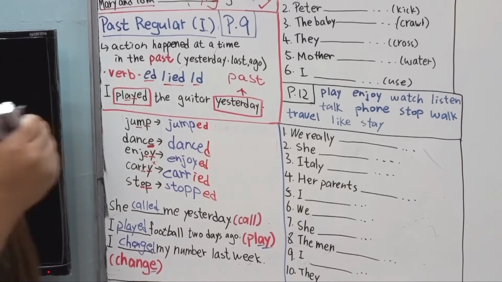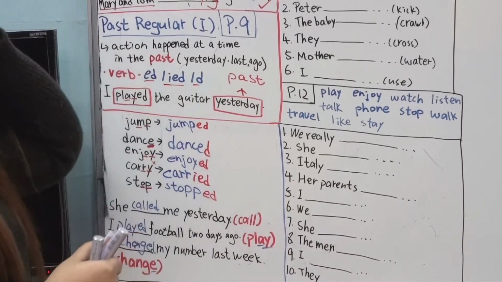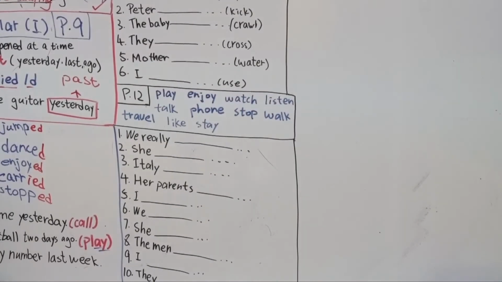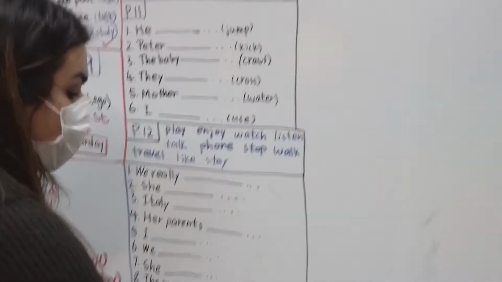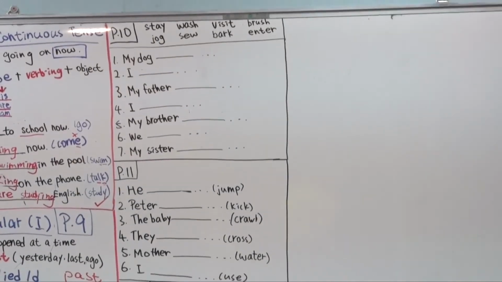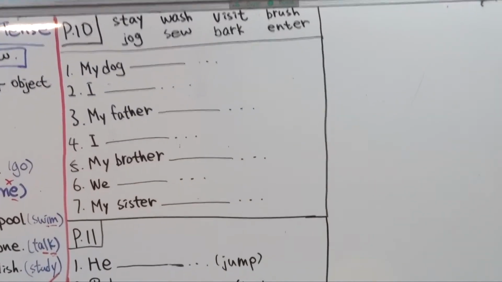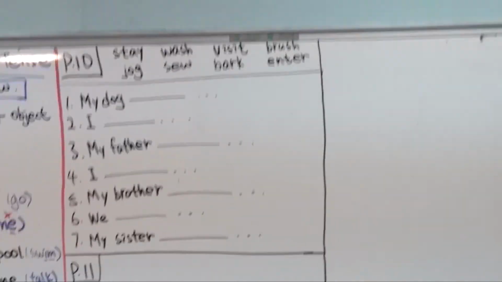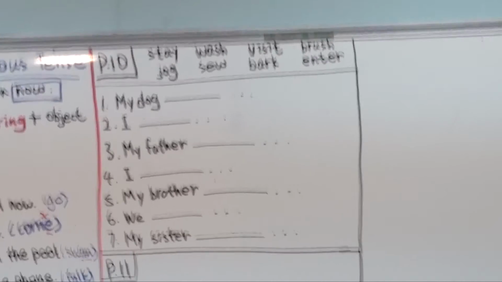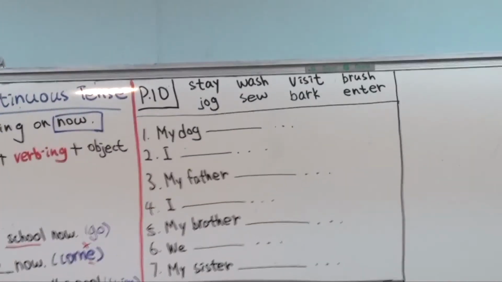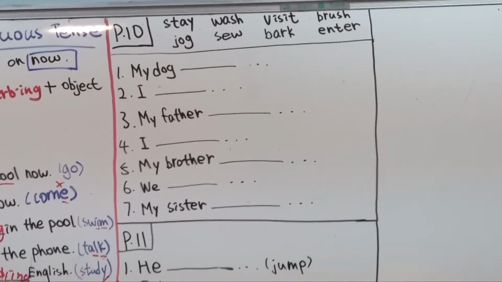Now, grab your pencil and turn to page 10. All right? Here you have to use past tense. Choose the correct verbs from the box and fill in the blanks. All right? I'll do 3 of them with you, and the rest of it you do by yourself. Okay?